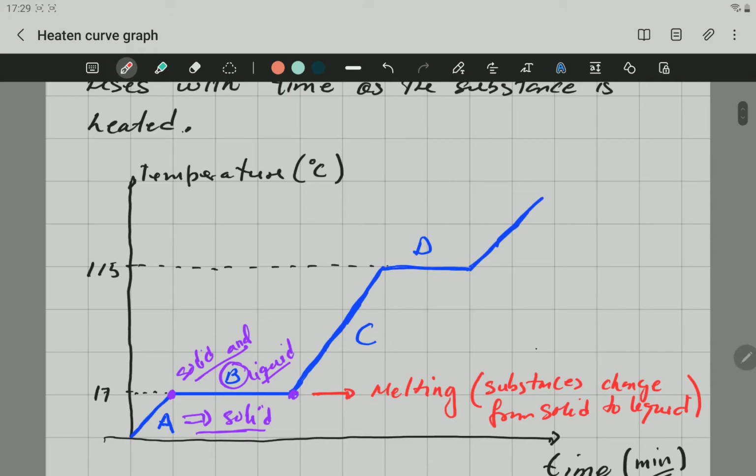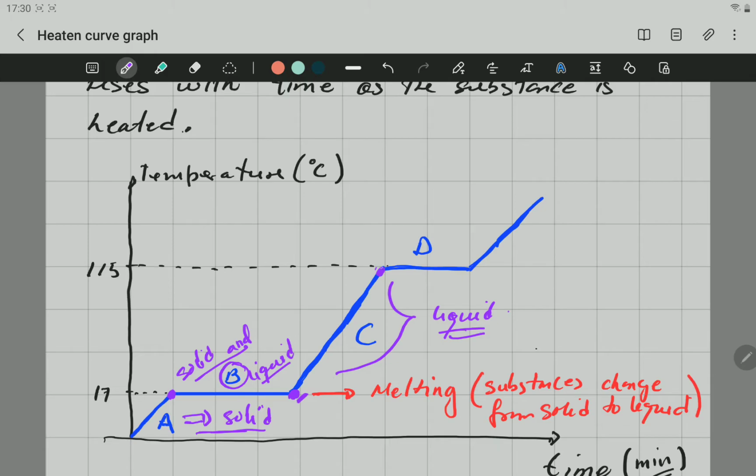So now let's go to point C. What is happening at point C? Here at this specific point, all the solid has turned into liquid. So from this point to this side here, all this side is going to be liquid. All that matter at point C from here to here is going to be liquid. Okay, all the substance has now turned to liquid.